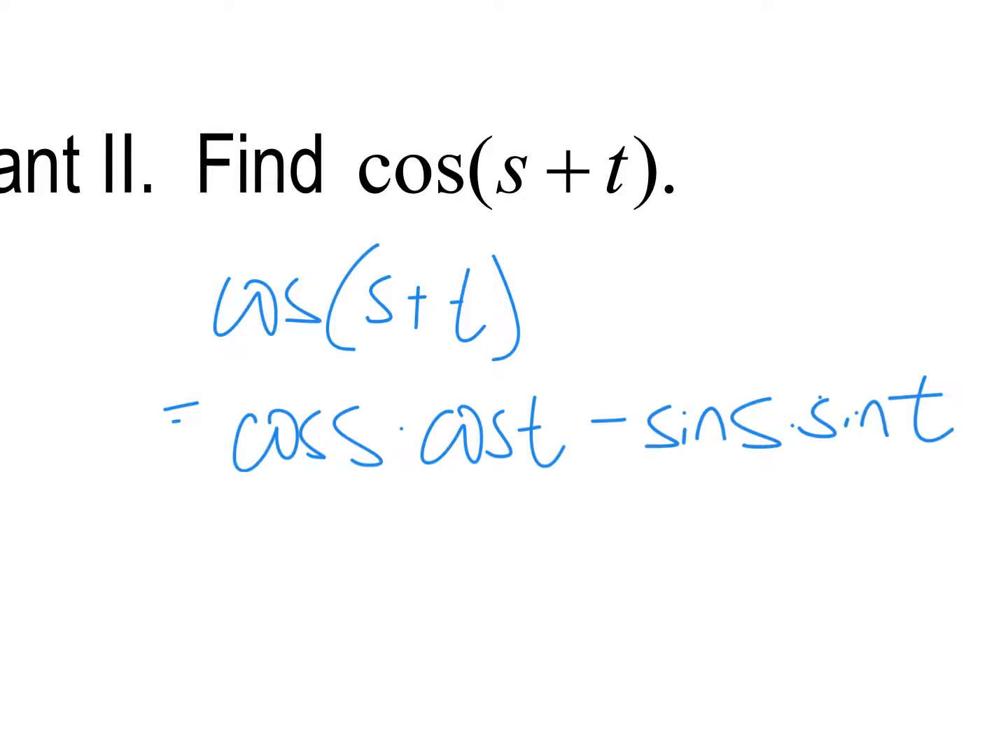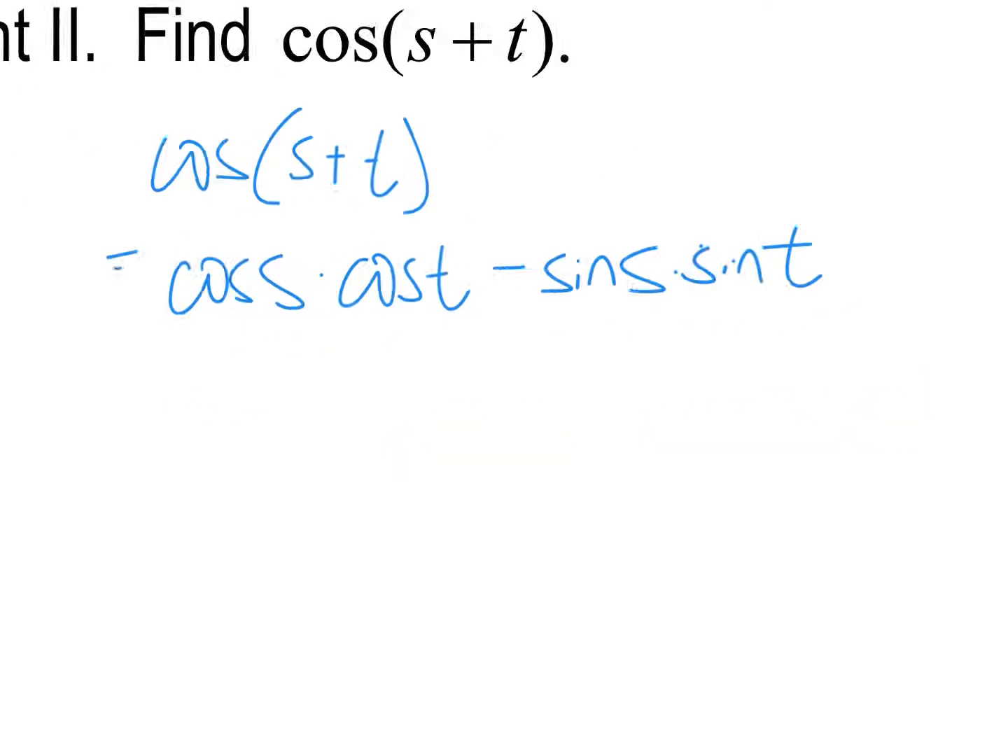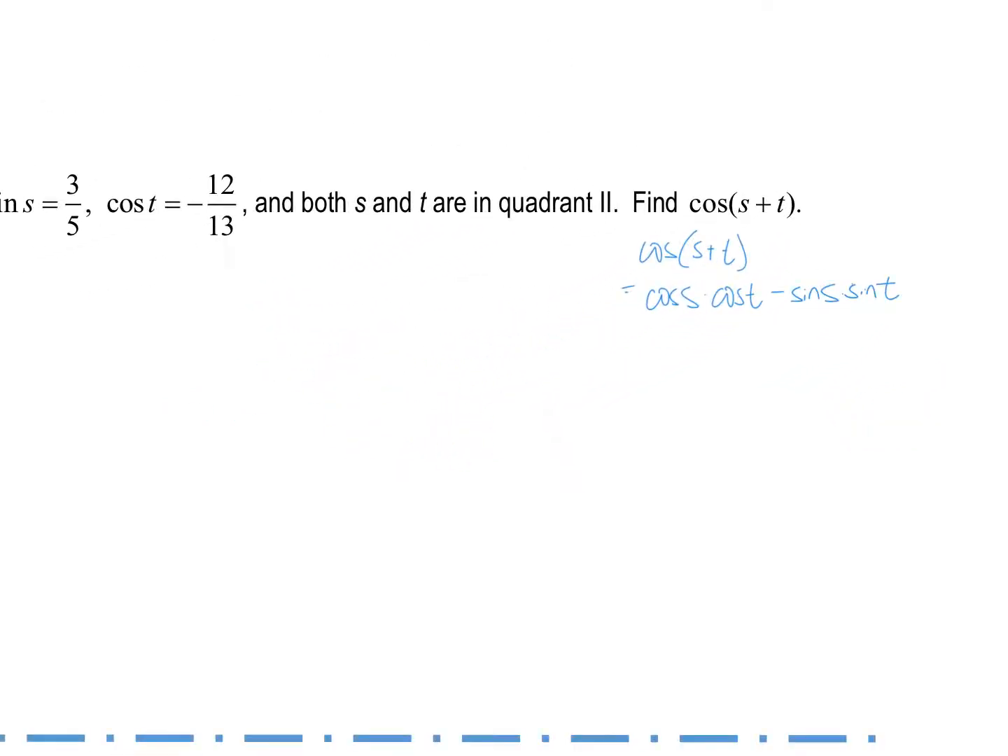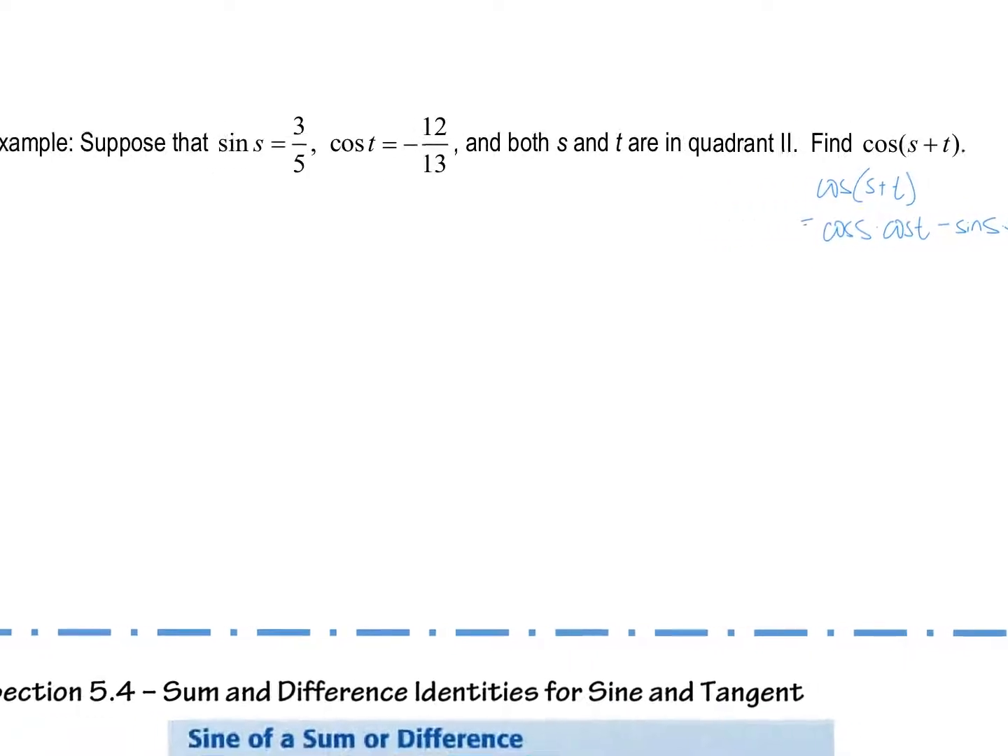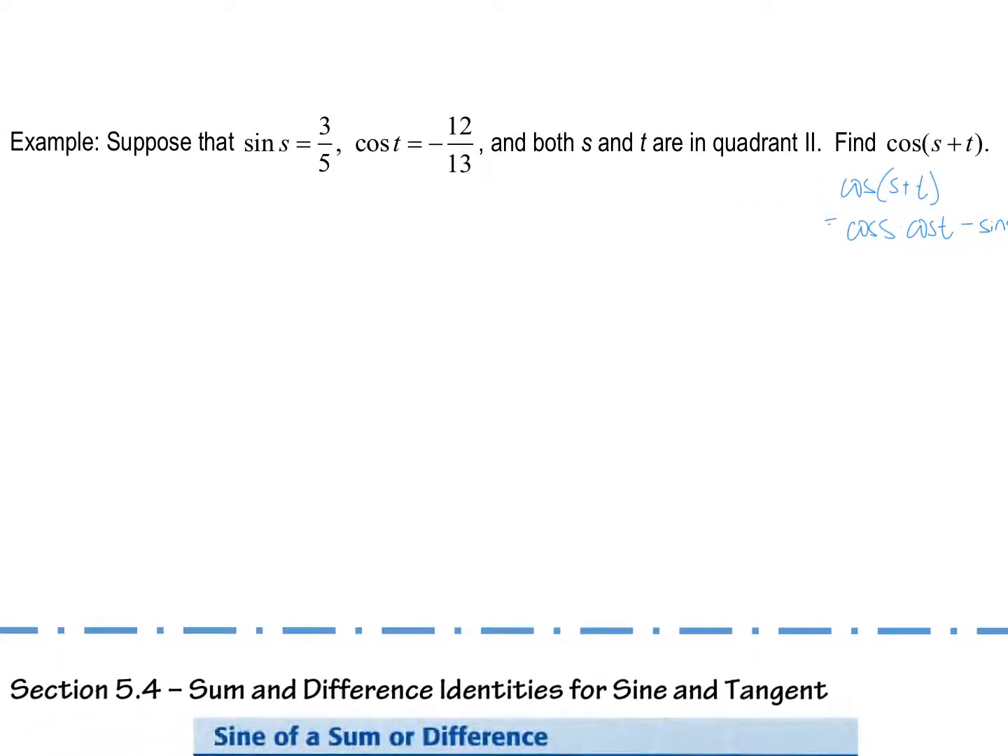So I'm going to apply this formula, and what's weird about this problem is that I'm given sine of s, which is 3/5, so that can go in right here, and I'm also given cosine of t, which can go right here, but I don't know what cosine s is or sine of t is. So here's where drawing a sketch in the correct quadrant is going to be helpful. So these are both in quadrant 2. It says both of them are.